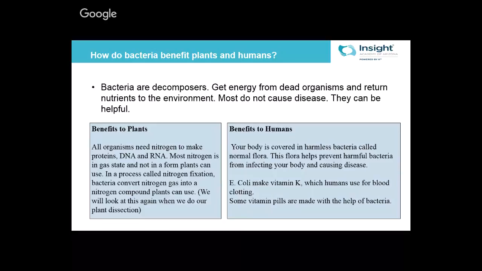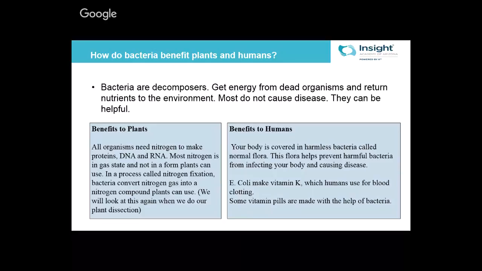There are benefits to humans. For example, your body is covered in bacteria, which is called normal flora. This flora helps prevent harmful bacteria from infecting your body and causing disease. An example of this is E. coli. So E. coli is in our environment, all over our body, but it can make vitamin K, and our skin absorbs that vitamin K. And humans use vitamin K to help with blood clotting. So our platelets really require that vitamin K to function appropriately.